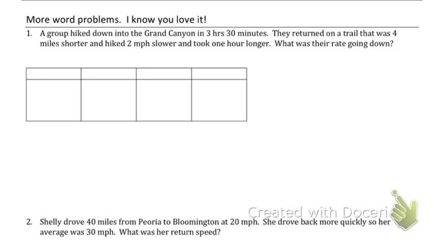So this is a group hike down into the Grand Canyon, and it took 3 hours and 30 minutes. They returned on a trail that was 4 miles shorter and hiked 2 miles per hour slower and took 1 hour longer. What was their rate going down? I read that and I see a whole bunch of rates, times, and distances. This is what I call a distance kind of problem.